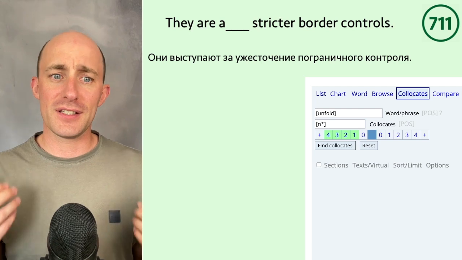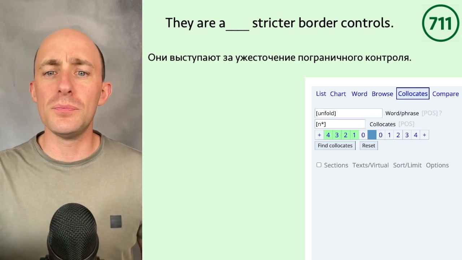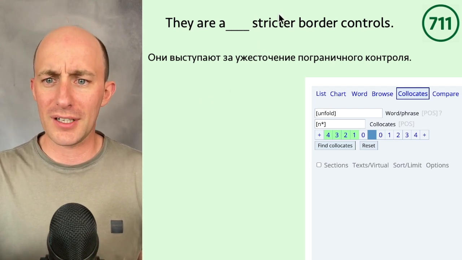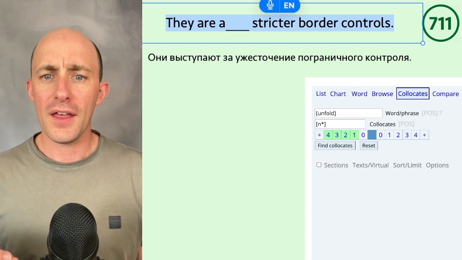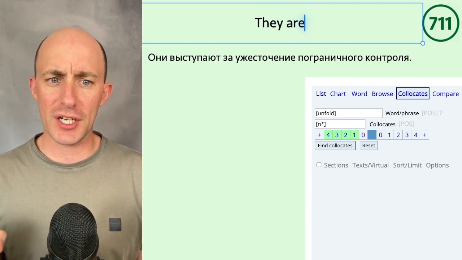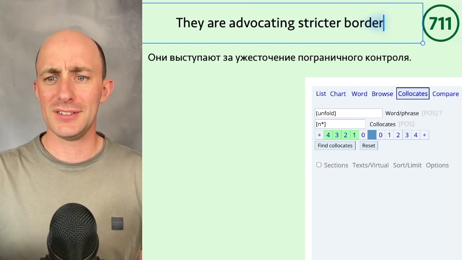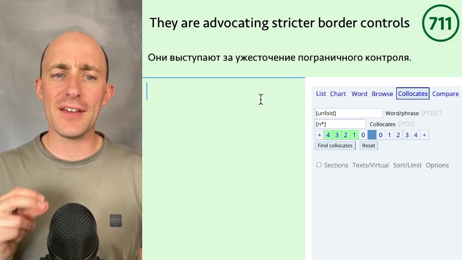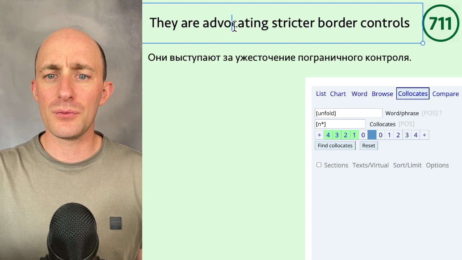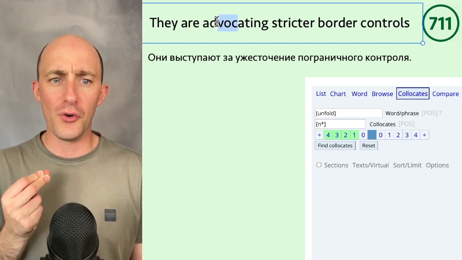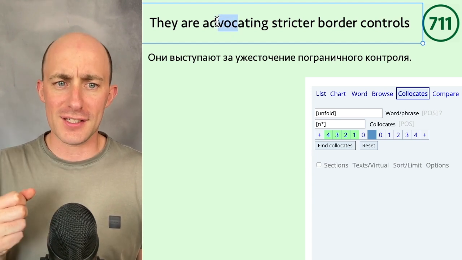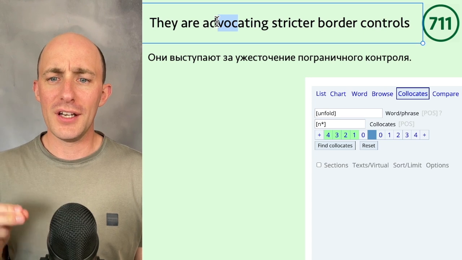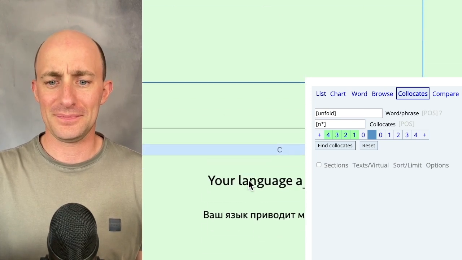And here we have a sentence with advocate. Они выступают за ужесточение пограничного контроля. They are advocating stricter border controls. So to advocate is to speak in favour of something. It's got this root vok, voice. So you give your voice to something or someone, to advocate.